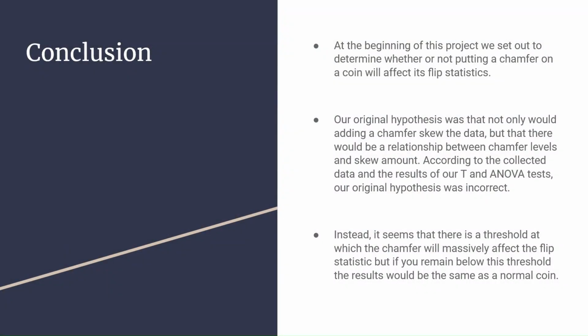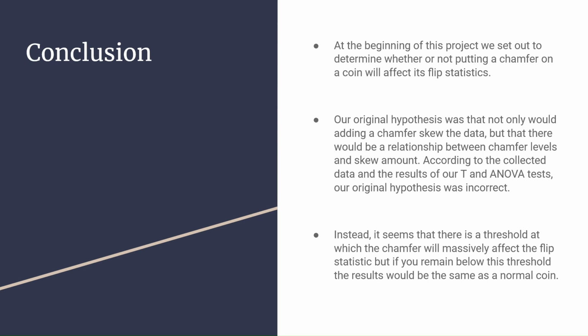So in conclusion, at the beginning of the experiment, we were wanting to determine whether or not putting chamfer on a coin will affect its flip statistics. Our original hypothesis was that not only would changing the chamfer depth and angle skew the data, but there would be a relationship between chamfer levels and skew amount, ideally either linear or exponential. But according to the collected data and the results of our T and ANOVA tests, our original hypothesis was incorrect.